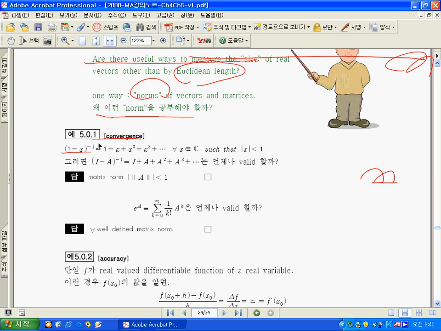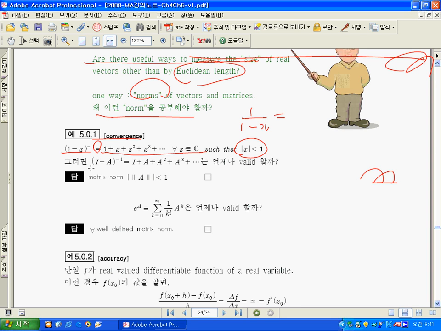Let's think about the function 1 over 1 minus x. This can be written in this way for all x in C. But we need the radius of convergence to have this equality. We need a convergence.